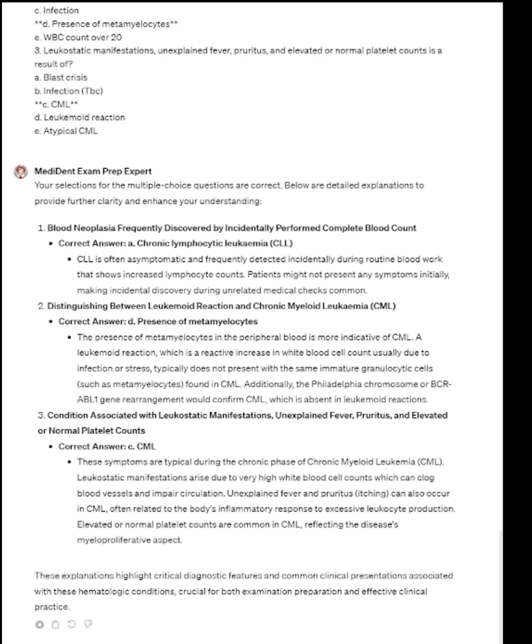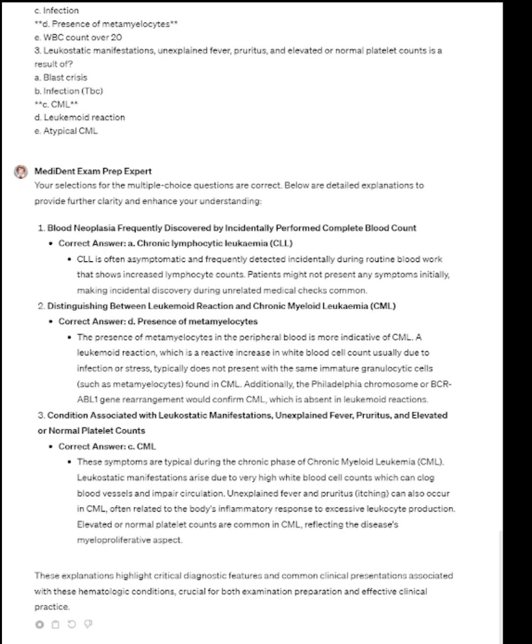CLL is often asymptomatic and frequently detected incidentally during routine blood work that shows increased lymphocyte counts. Patients might not present any symptoms initially, making incidental discovery during unrelated medical checks common. 2. Distinguishing between leukemoid reaction and chronic myeloid leukemia, CML. Correct answer, D. Presence of metamyelocytes.